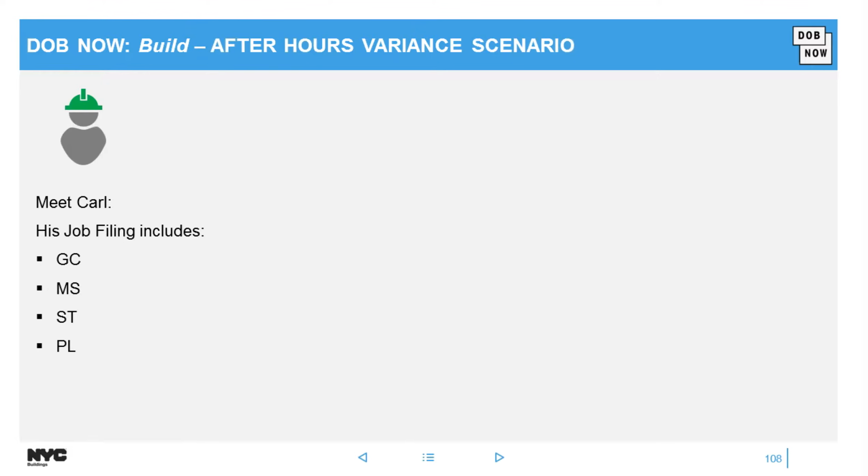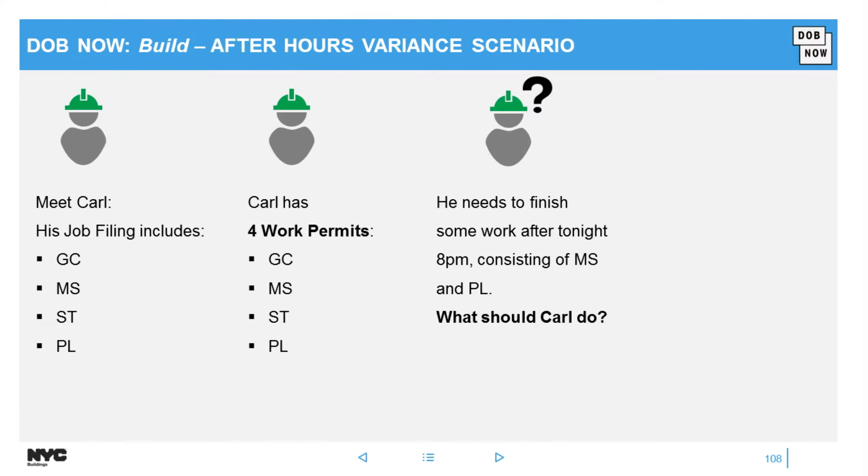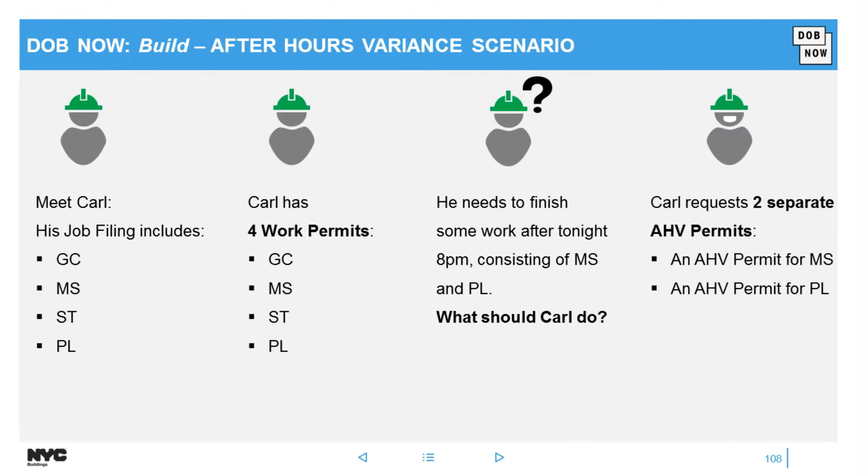I have a scenario here to help you understand that the work permit must be related to the scope of work. So meet Carl. He has a general construction, mechanical, structural, and plumbing job filing. So he has 4 work permits. However, he wants to do work 2 days, next 2 nights, consisting of mechanical and plumbing. So what should he do? He requests 2 separate work permits, one for the mechanical work and one for the plumbing work.